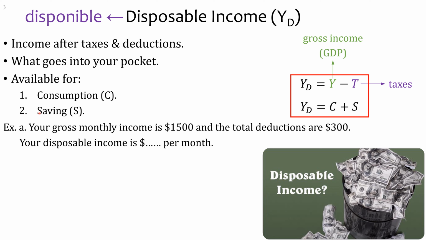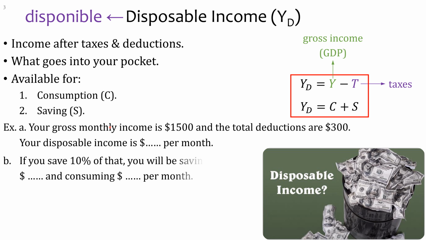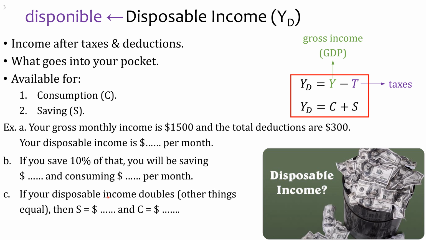So I'm going to give you some practice here. You're given your gross income and the deductions and taxes. You have to find the disposable income. And then you're told that you save 10% of that, so you have to determine the saving and the consumption. And you're told that your disposable income doubles, other things being equal, so you still save 10% of that. So you tell me your new saving and your new consumption, all right? So you have to use the two formulas you're given for these questions. So pause here, take your time, write down the formulas, write down the definition, and also do the problems.